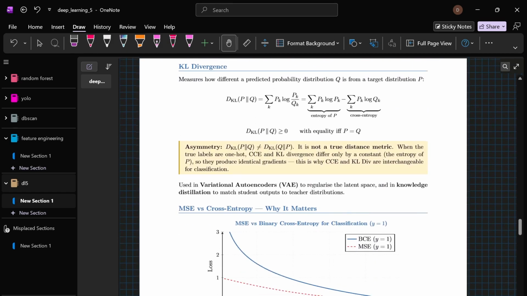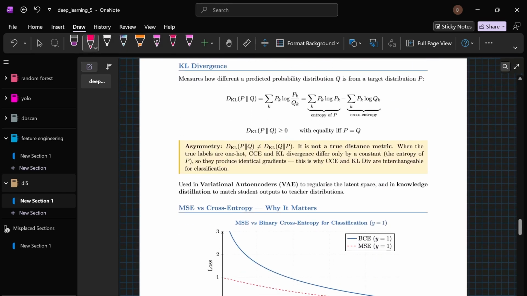Okay, moving forward to KL divergence. Basically, it measures how much difference there is between the probability distribution of one from another. It is always non-negative and equal to 0 when the two distributions are identical. One more important thing is that KL divergence is asymmetrical. The divergence from P to Q is not the same as Q to P.